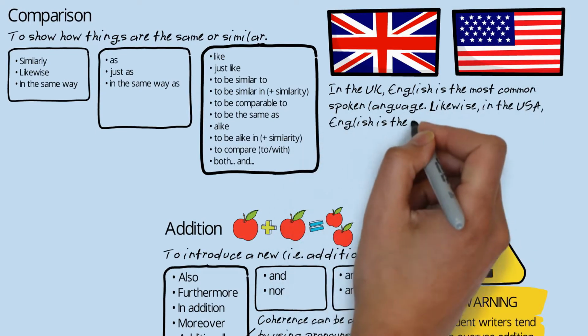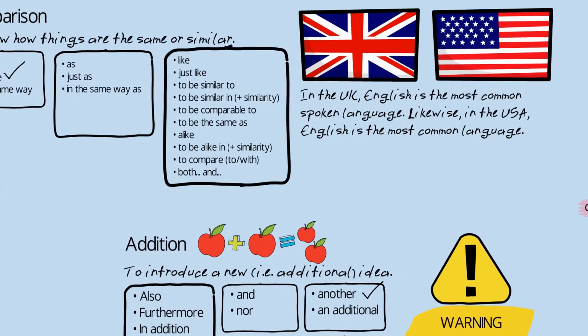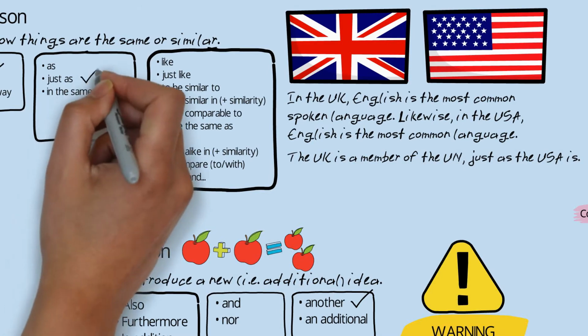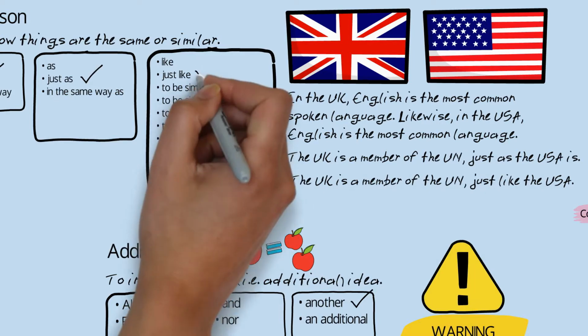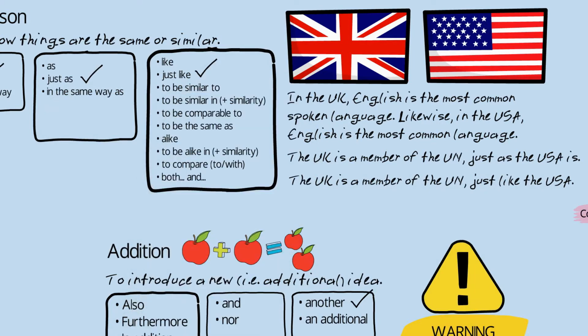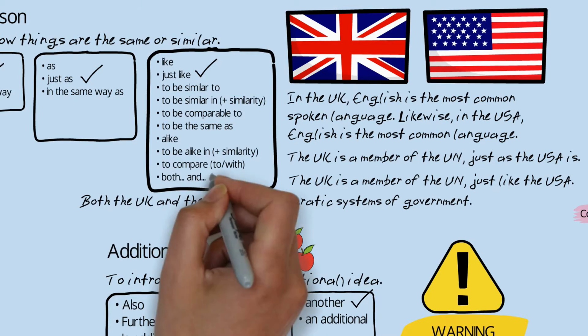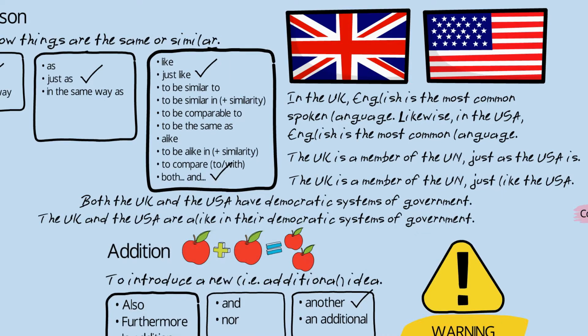In the UK, English is the most common spoken language. Likewise, in the USA, English is the most common language. The UK is a member of the UN, just as the USA is. The UK is a member of the UN, just like the USA. So those two are actually similar, just as, just like, but just as is followed by a sentence, the USA is, whereas just like is followed by a noun or noun phrase, in this case the USA. Both the UK and the USA have democratic systems of government. The UK and the USA are alike in their democratic systems of government.